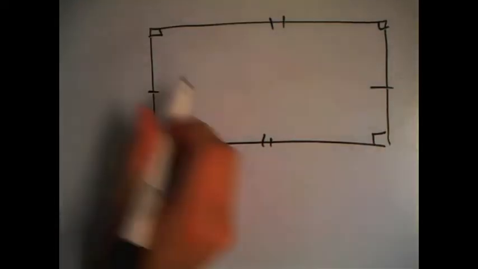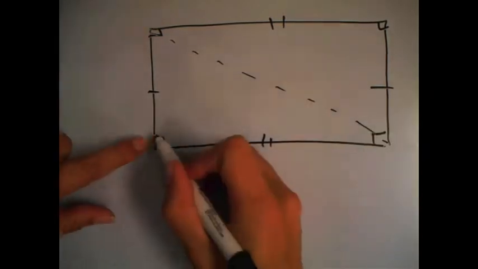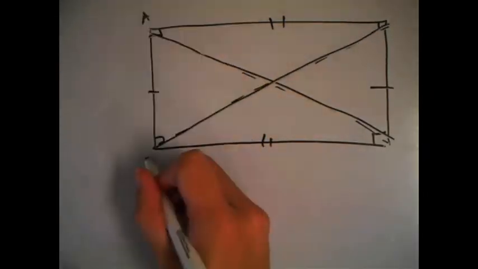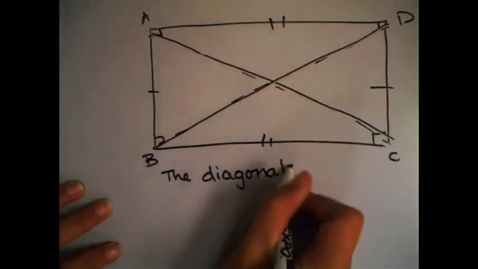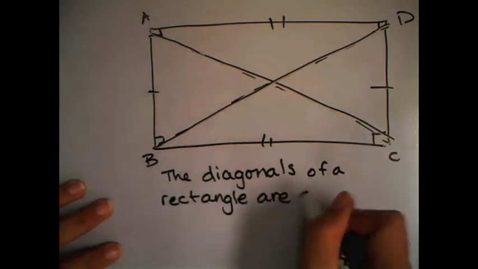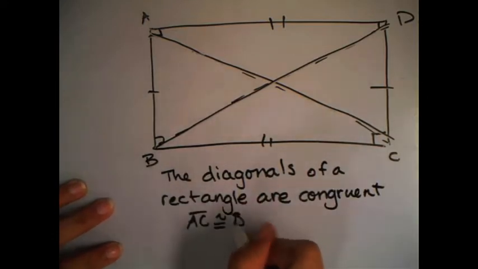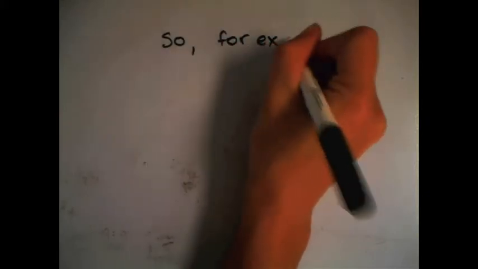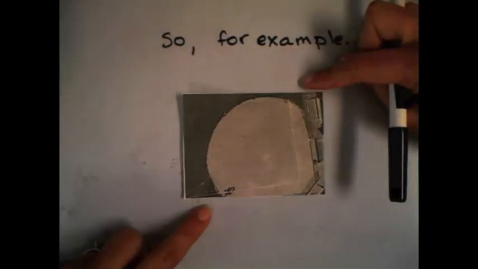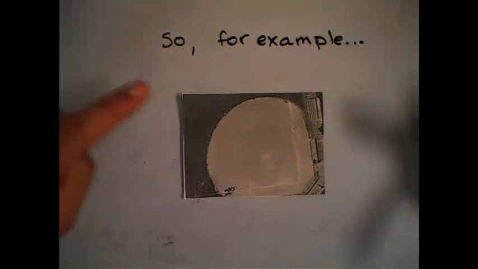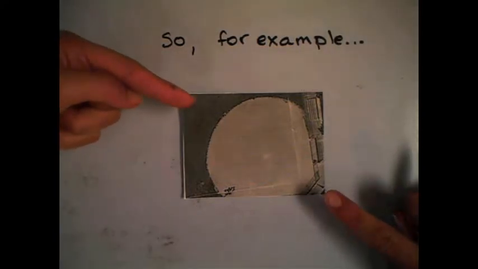So that means in a rectangle, those diagonals are congruent. So take, for example, a softball field. It's the same distance from first base to third base as it is from second base to home plate.